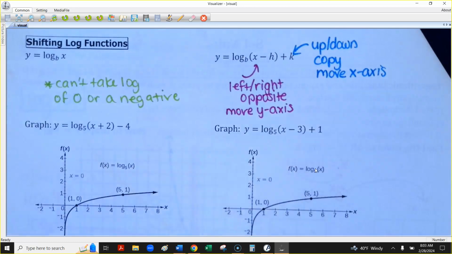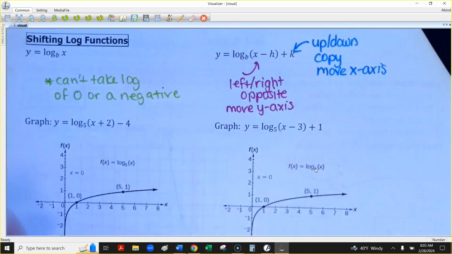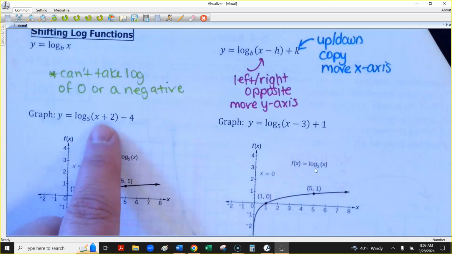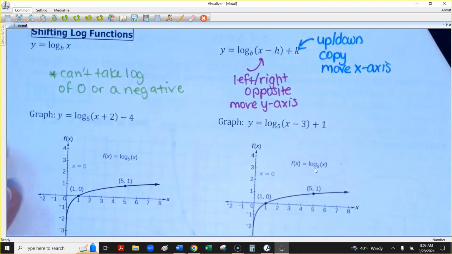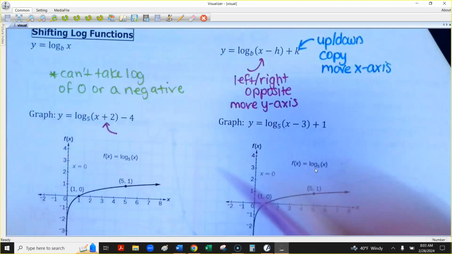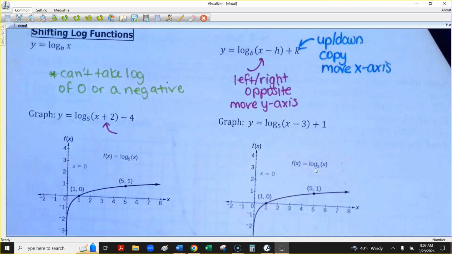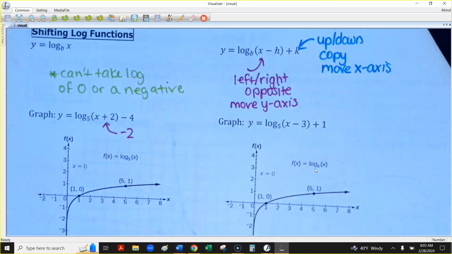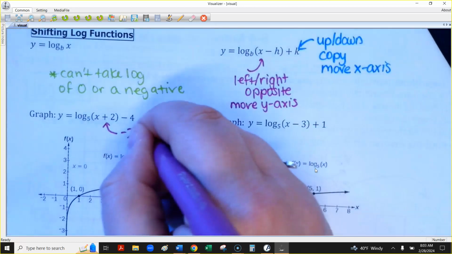Okay, so I'm going to show you how this works. On the graph, I just have y equals log base 5 of x, so you guys can see that. We're going to shift it. Whatever is inside with the x is going to go the opposite way that I think. So when I see a +2, this is actually going to move -2. So it's going to go 2 to the left.